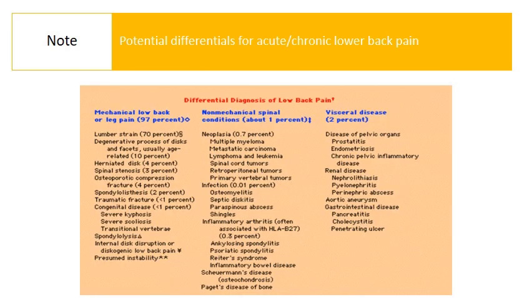Again, this is another slide depicting the same thing, and this time showing you what mechanical back pain is, what is non-mechanical back pain, but still the pathology is within the spinal column. And the third part of that is the visceral disease, which makes up about 2% of back pain, where you have disease of the pelvic organs, renal disease, and GI disease.